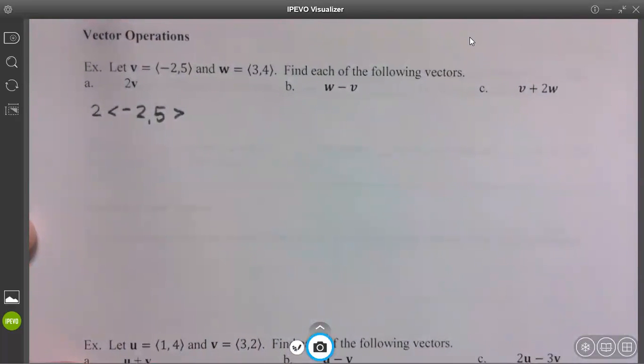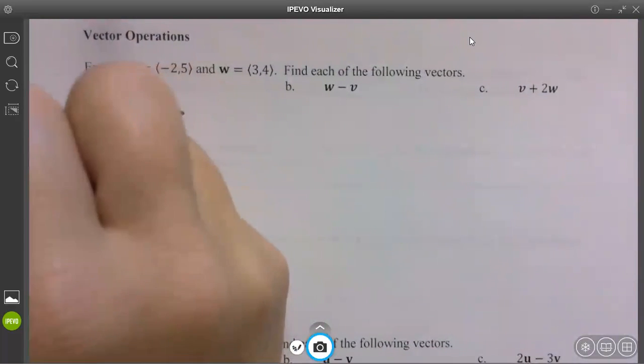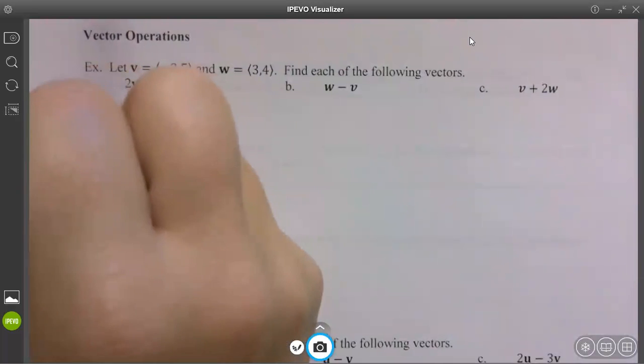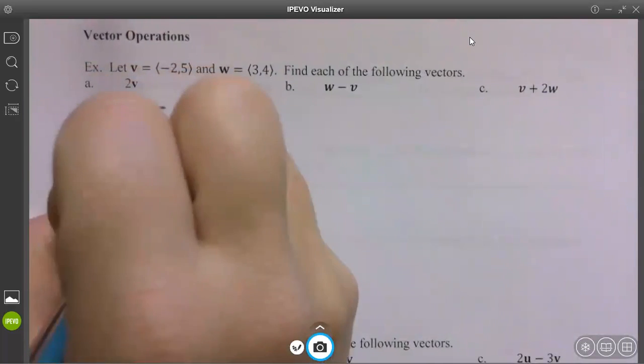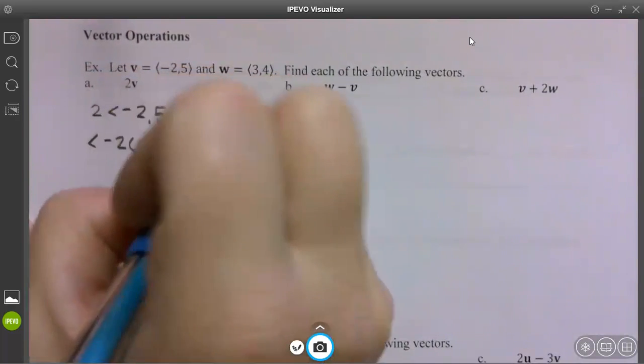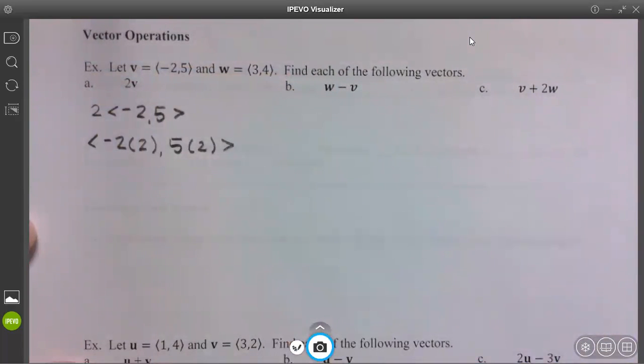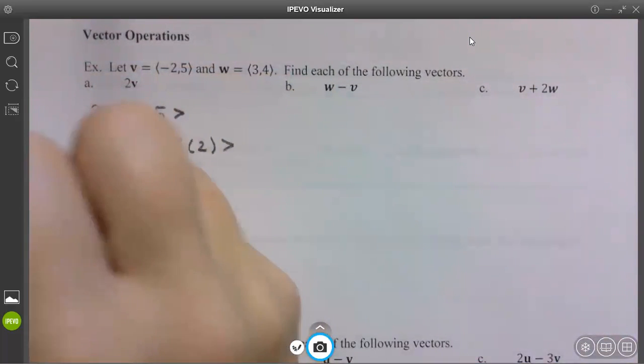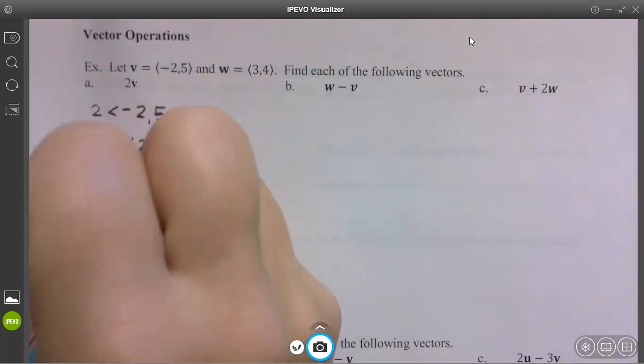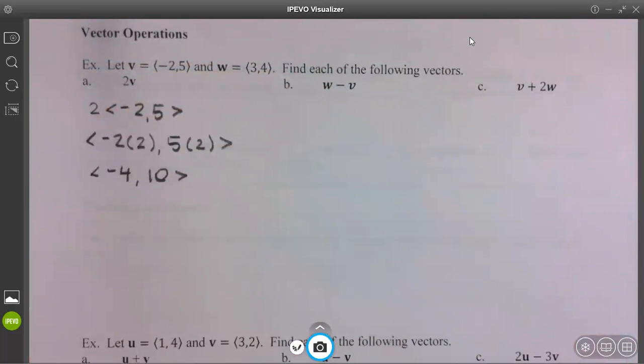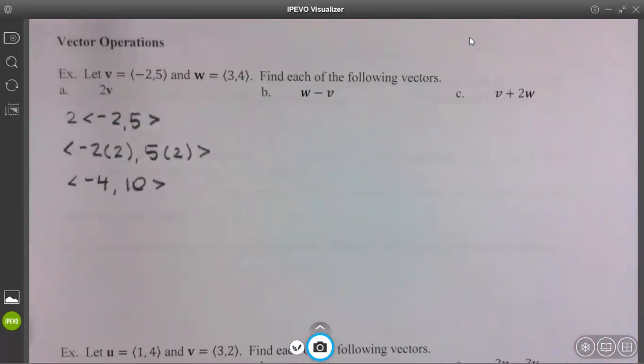It's just like any other problem with multiplication. You're going to distribute it in. So we're going to do negative 2 times 2 and 5 times 2, which is negative 4, 10. There is no more work to that. That's it. Okay, so don't stress out. It literally is just multiplying it throughout.